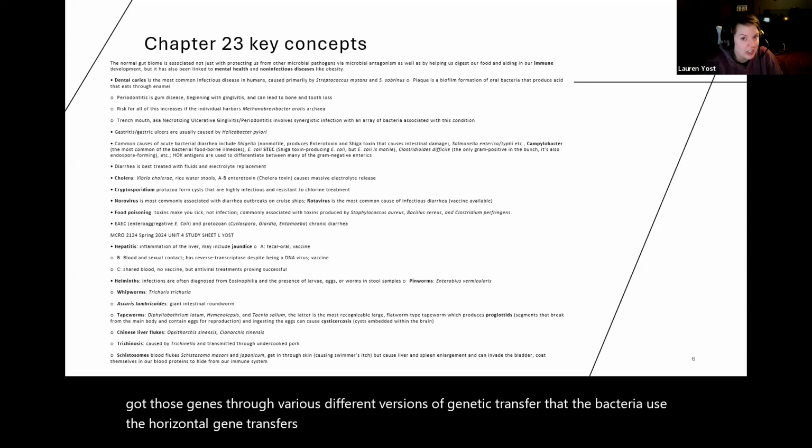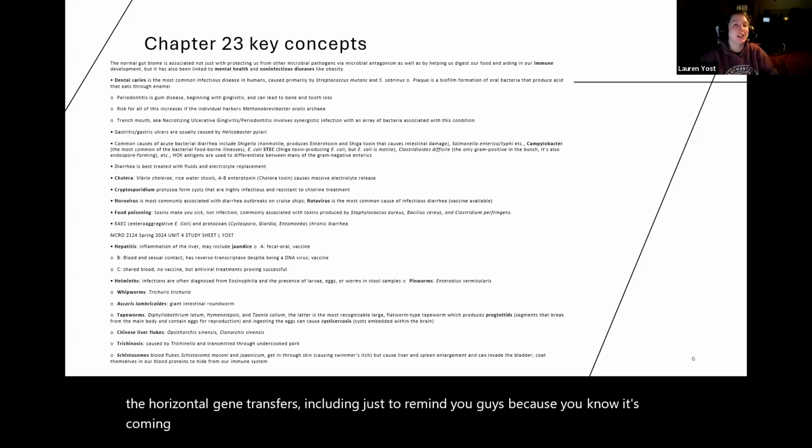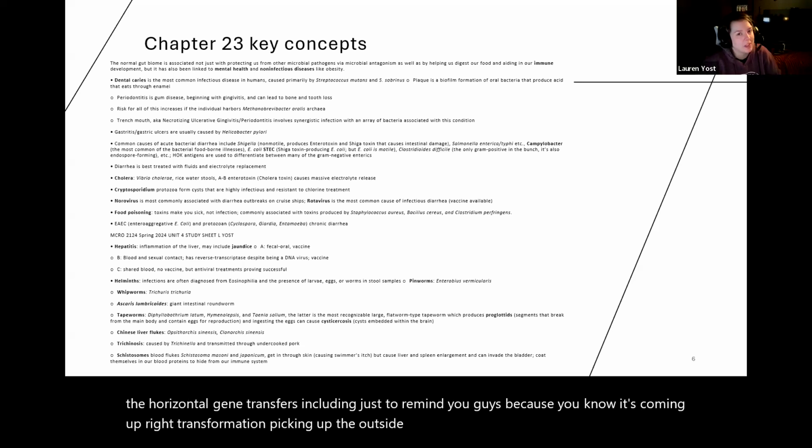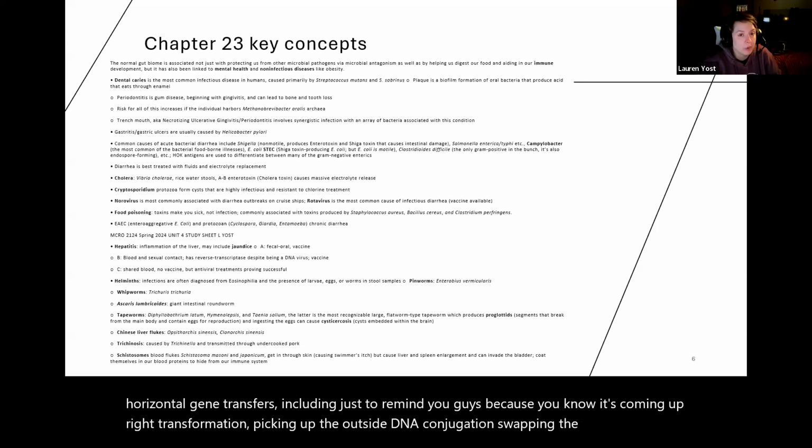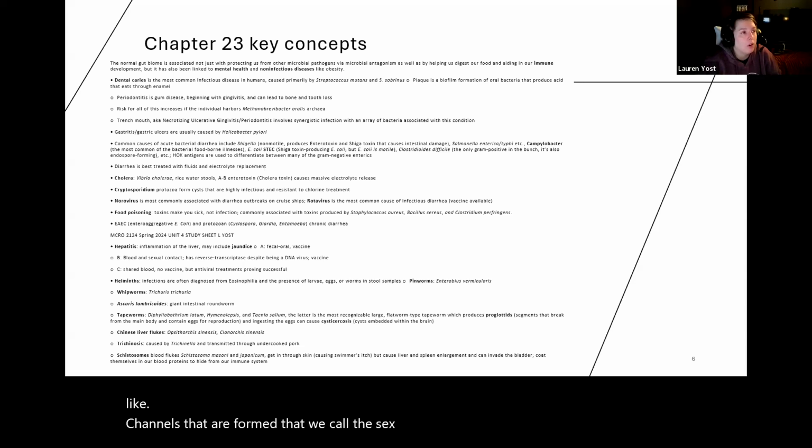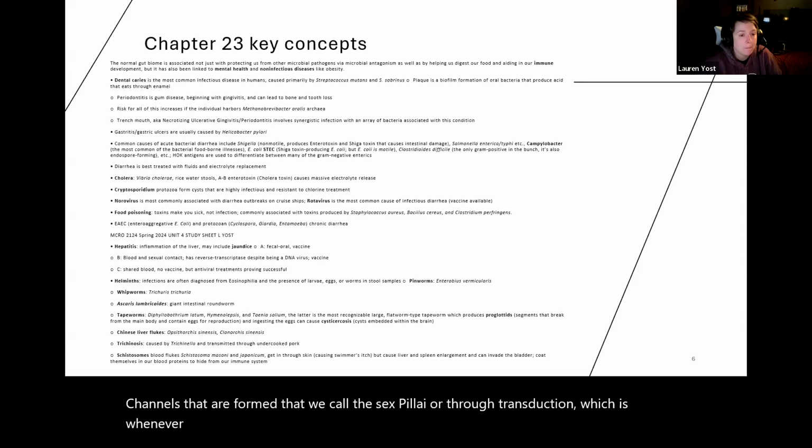including, just to remind you guys, because you know it's coming up, right? Transformation, picking up the outside DNA; conjugation, swapping the DNA through the channels that are formed that we call the sex pili; or transduction, which is whenever viruses transmit the DNA.